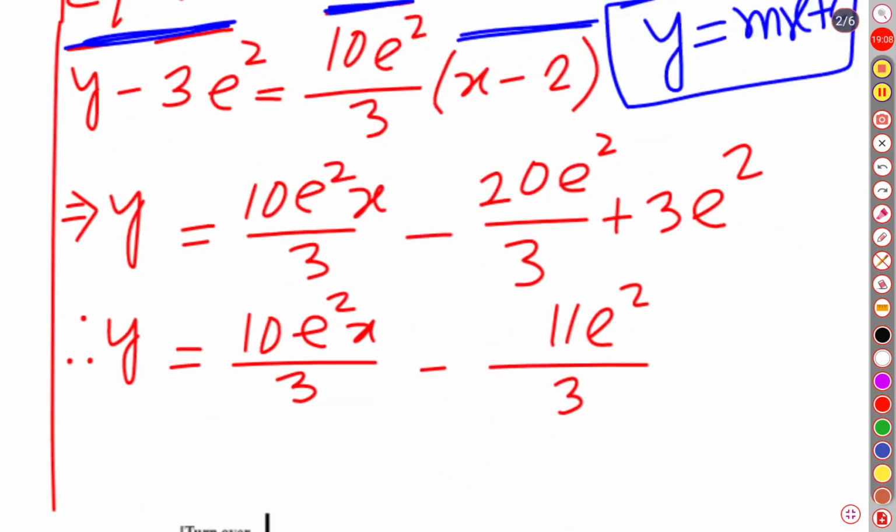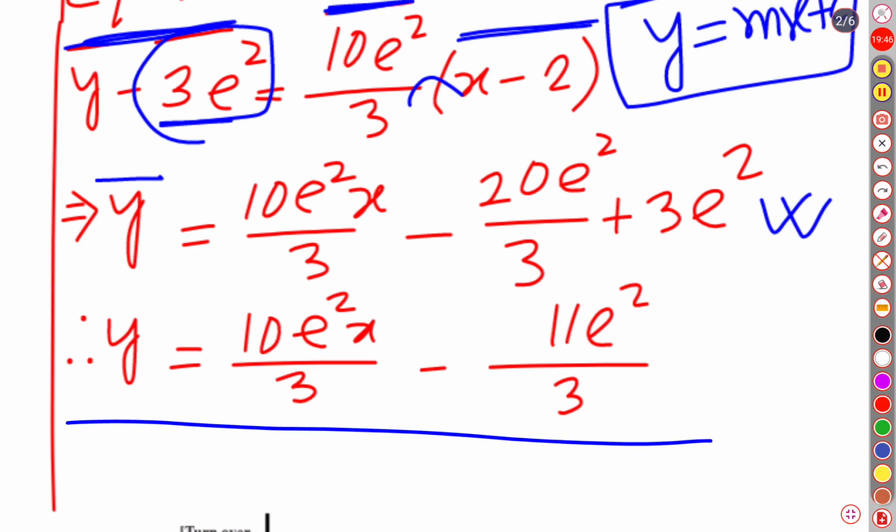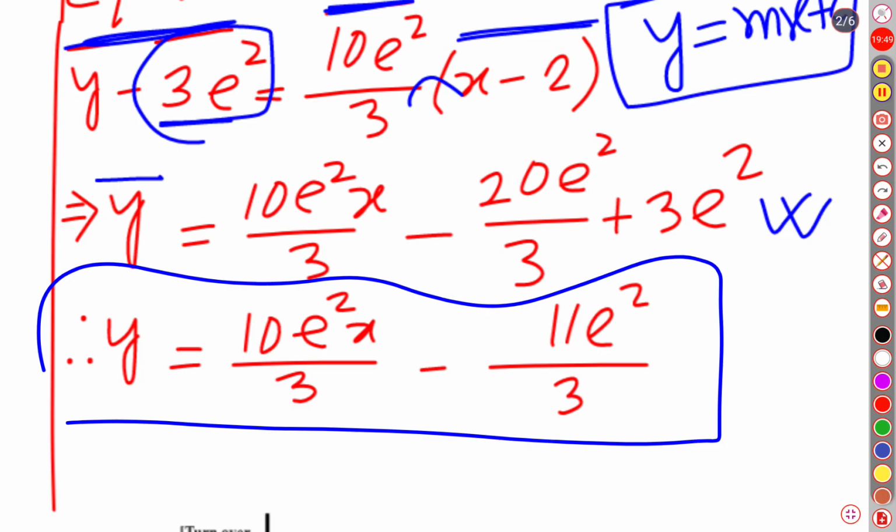In the next step, what have we done? We have just transposed this 3e² to the right side. Otherwise, look at this, on the left side there is y, and if x is multiplied by the gradient, it is going to be 10e²x/3. Then this 2 will also multiply, 2 tens are 20e²/3. Then from the left side it has been shifted to the right side, so this 3e² is positive. Ultimately we have got y equal to 10e²x/3 minus 11e²/3. We should not forget that this is the equation we are actually searching for.